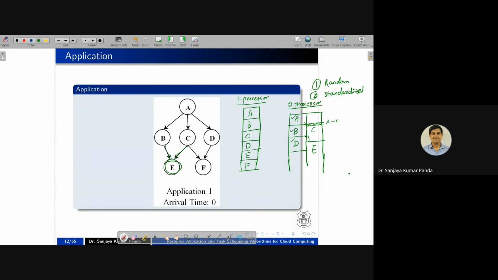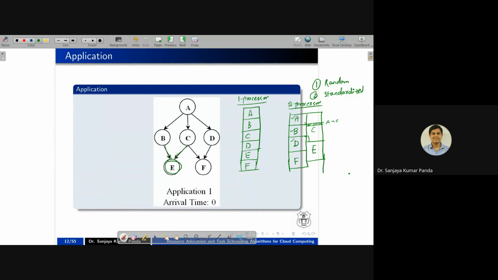So whenever we take a particular task having more than one parent, if one of the parent processors is executing that particular task, we are making that communication time negligible. Now we have to start F. F is dependent on what? C and D. C is completed here, D is completed here, so I can start F here. Let's say F has finished here, E has finished here. So if you go for a two processor system, definitely it is taking less time in comparison to a one processor system.